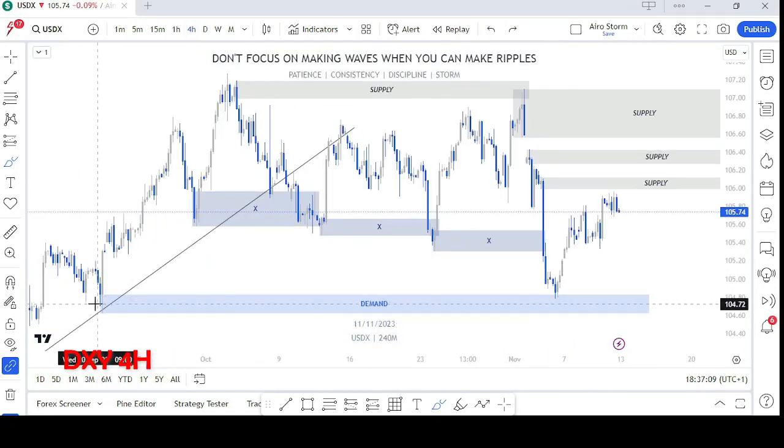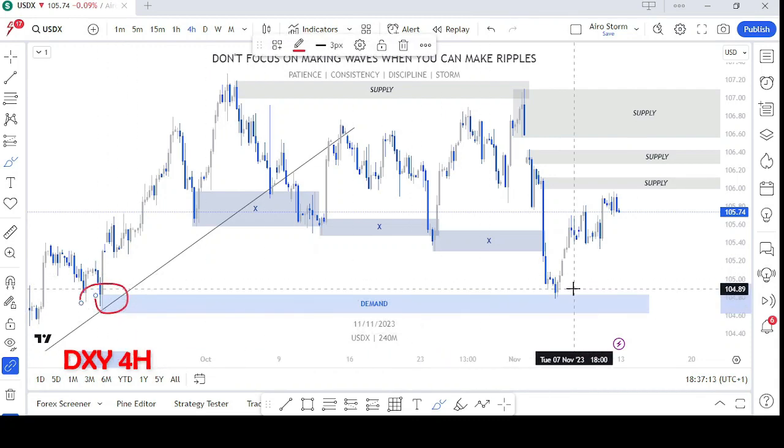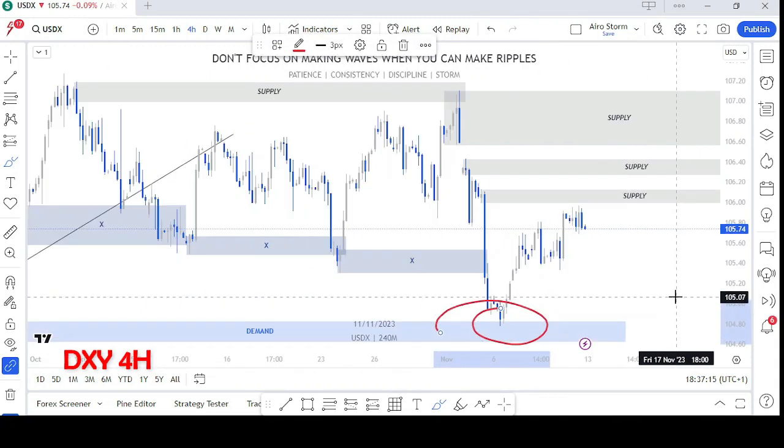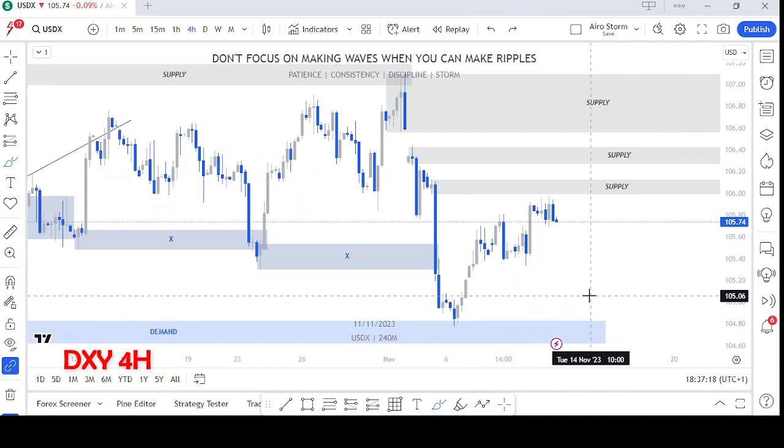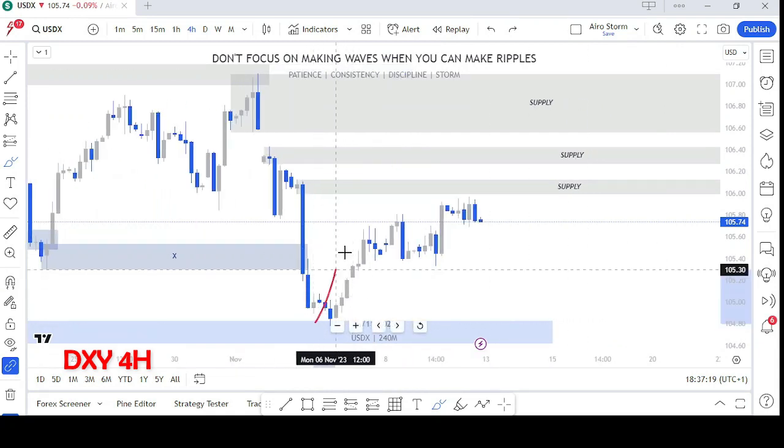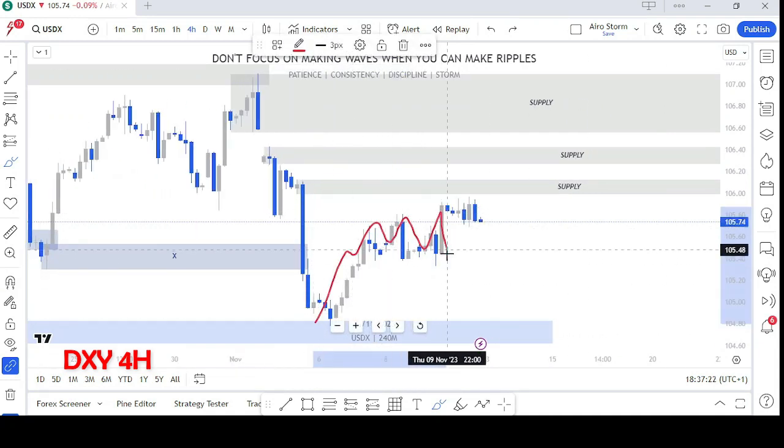On the 4 hours time frame, there's not too much going on apart from price mitigating the demand zone that I pointed out last week. The price will mitigate and then go back from there, which, as you can see, throughout the week, price has been in a small time frame uptrend.